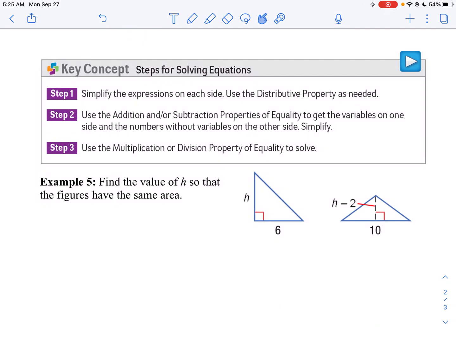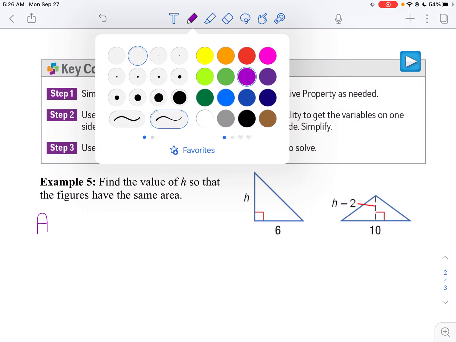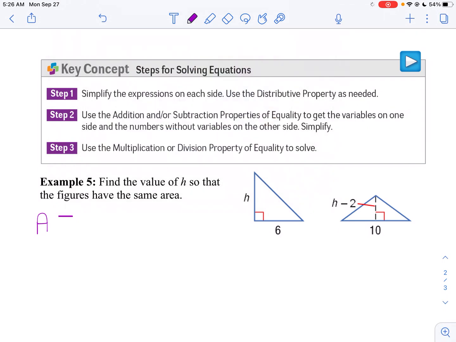Now let's take a look at example 5. It says find the value of h so that the figures have the same area. We have to go backwards here and think about how do you find the area of a triangle. The area of a triangle is 1/2 base times height. So on the left side, my base is 6 and my height is h. So I'm going to say 1/2 times 6 times h.